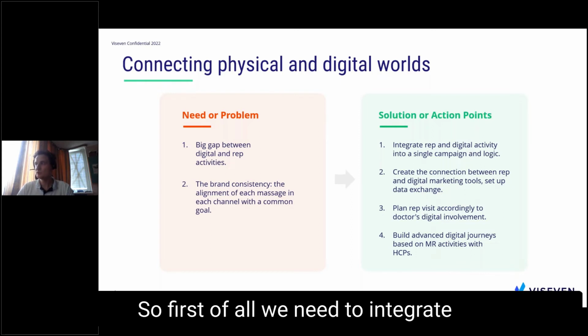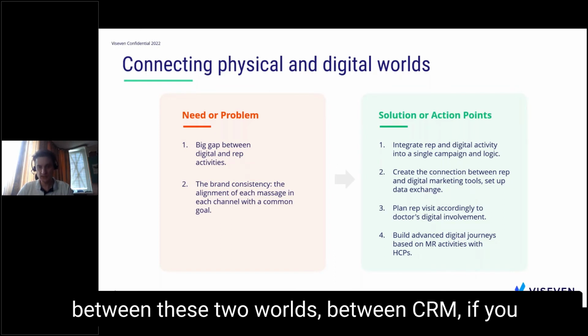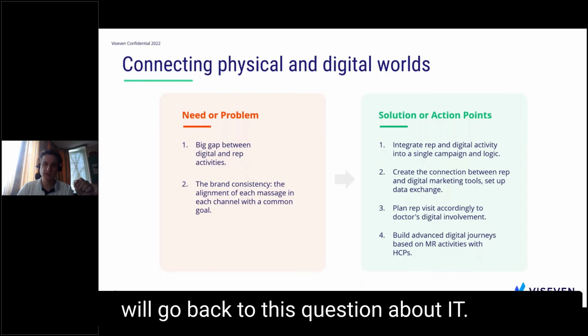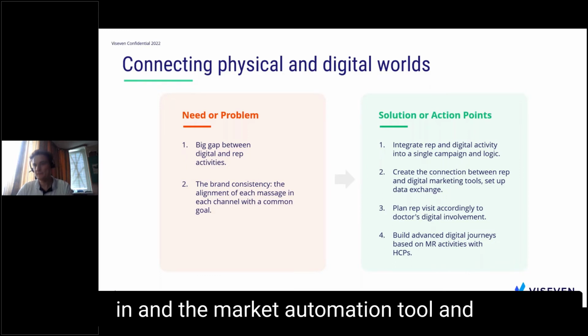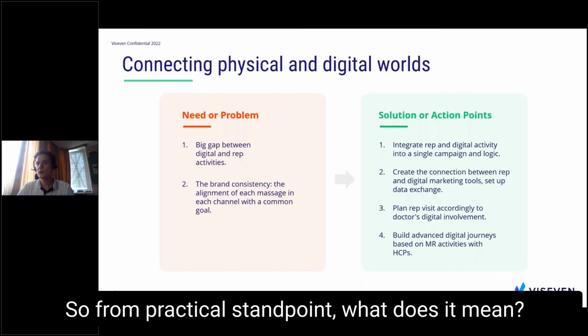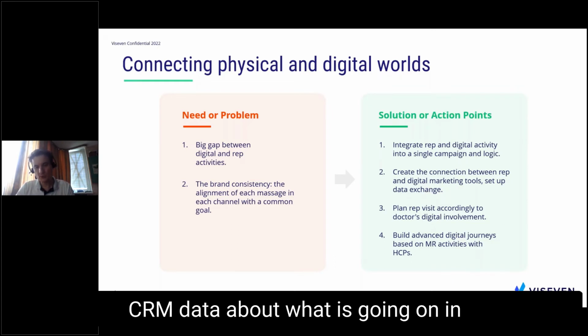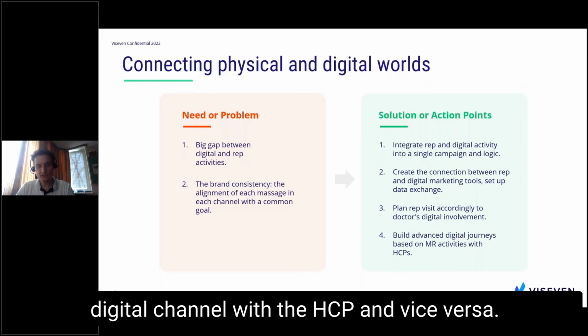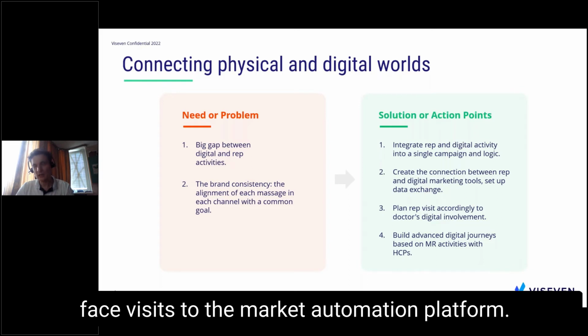First of all, we need to integrate rep and digital activity into a single campaign logic. We really need to exchange data between these two worlds, between CRM, if you will. We'll go back to this question about IT. So create a connection between the CRM platform that the medical representative is working in and the marketing automation tool, and exchange data between them. From a practical standpoint, what does it mean? It means that we are sending data about what is going on in the digital channel with the HCP back to the CRM, and vice versa. We are sending data about approved emails, remote visits, and face-to-face visits to the marketing automation platform.